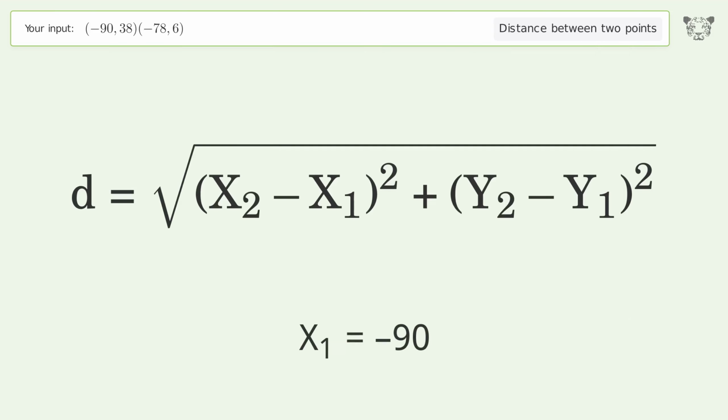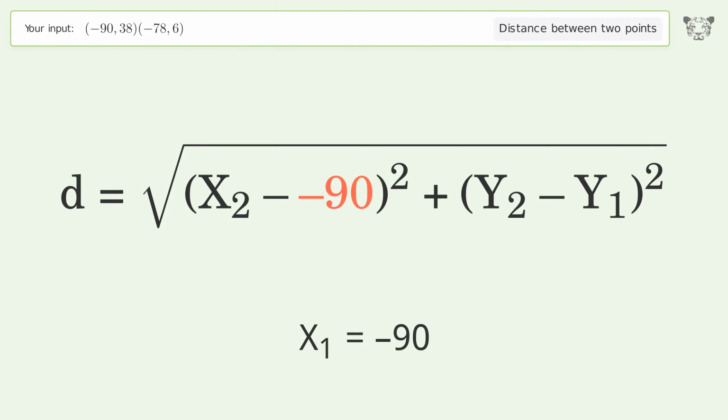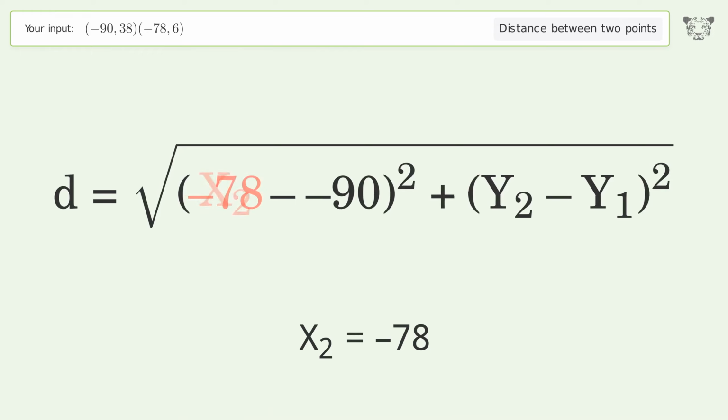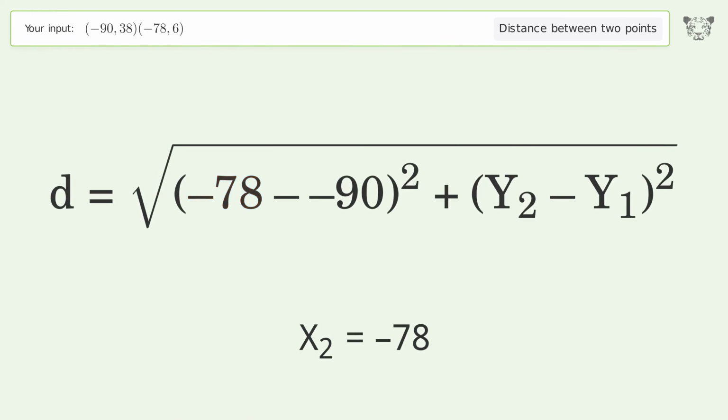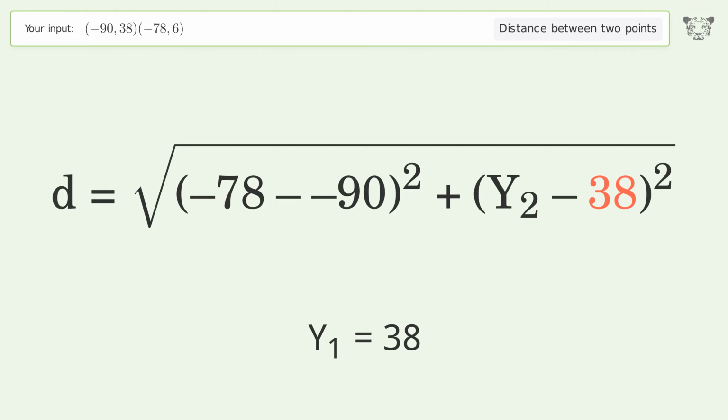x1 equals -90. x2 equals -78. y1 equals 38. y2 equals 6.